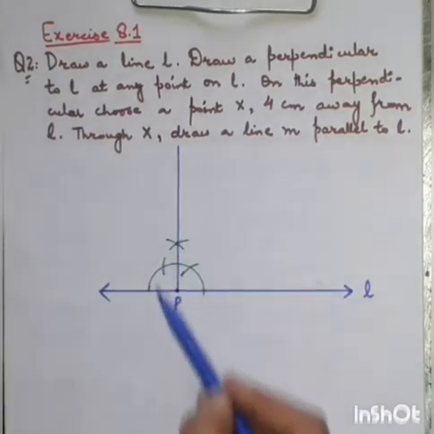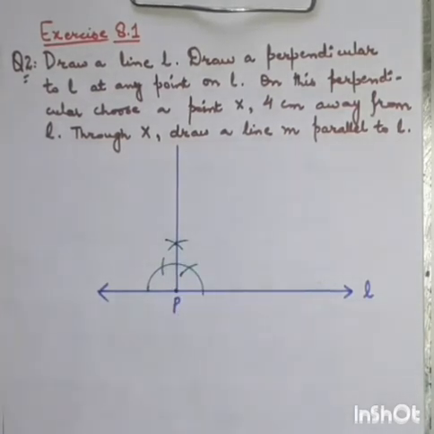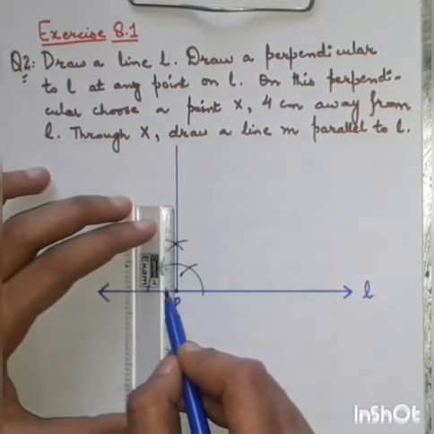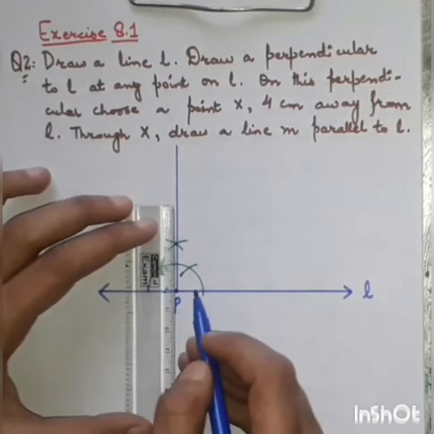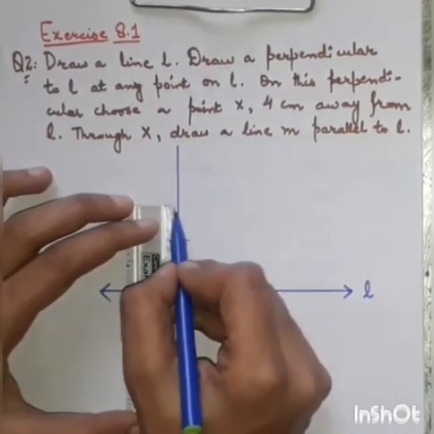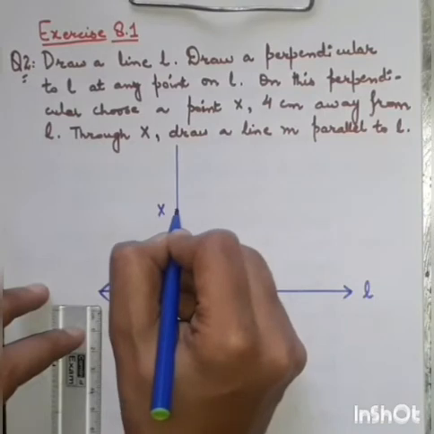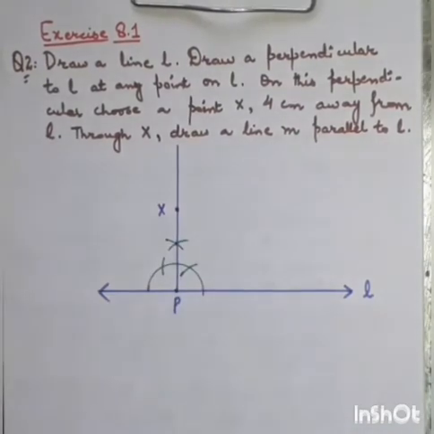Now on this perpendicular, I have to take a point X which is 4 cm away from this line L. So I'll take this 4 cm here. On the scale I have 4 cm. So this is a 4 cm distance. So this is point X. Now through this point X, I have to draw a line M parallel to this line L.